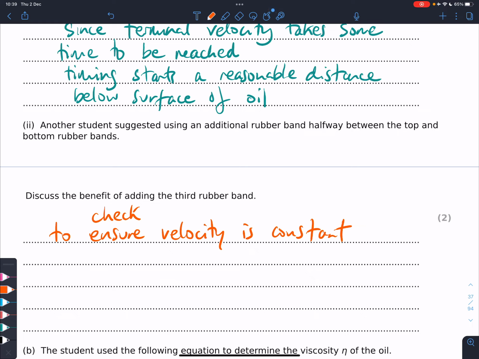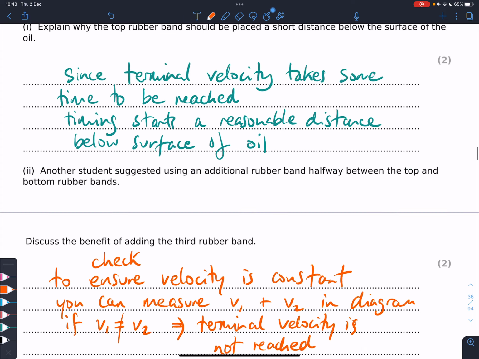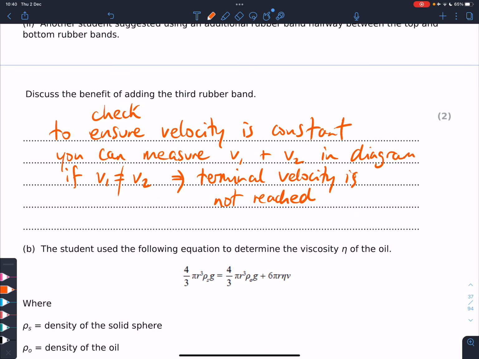To check the velocity is constant, you can measure v1 and v2 in the diagram. If v1 is not equal to v2, then terminal velocity is not reached. It might mean that the second velocity is the terminal velocity. It might mean that. It also might not. You might just have to do the experiment again.